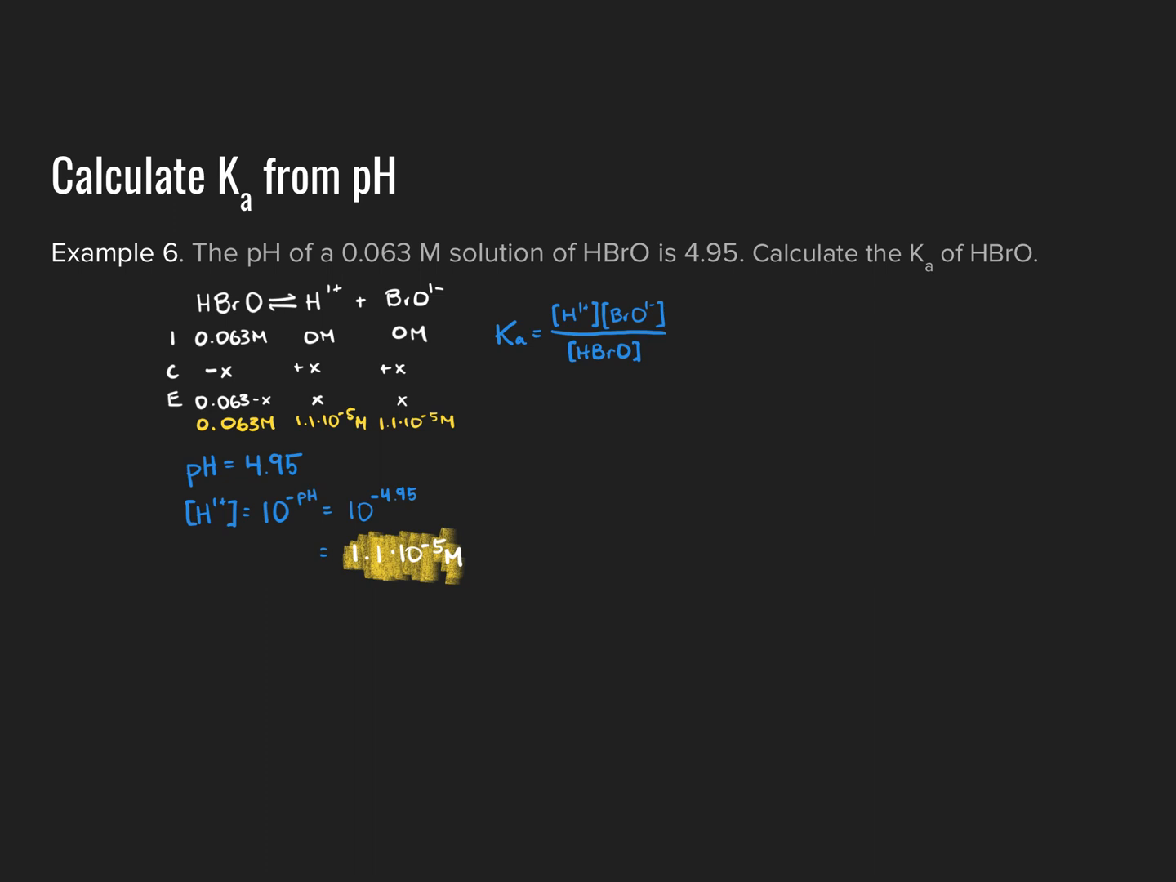And now that I've got the equilibrium concentrations of all species, I can simply go ahead and plug into my Ka expression and solve. So my Ka value is going to be equal to 1.1 times 10 to the negative fifth, which gets squared, all divided by my initial concentration of 0.063 minus the x value of 1.1 times 10 to the negative fifth. And a quick calculation there finds a Ka value of 2.0 times 10 to the negative ninth for the Ka of this very weak acid.